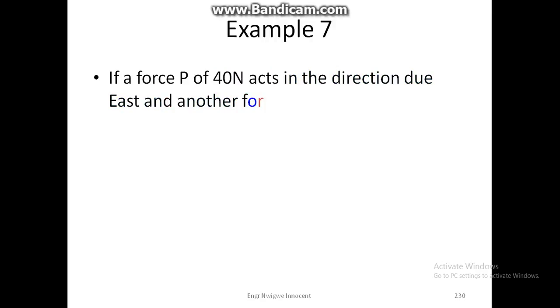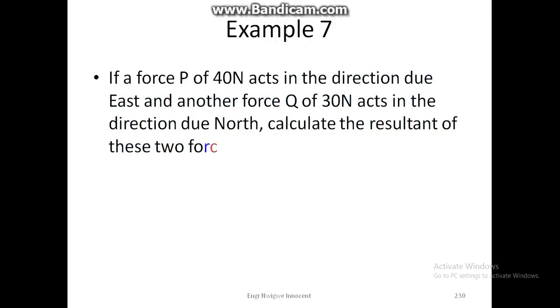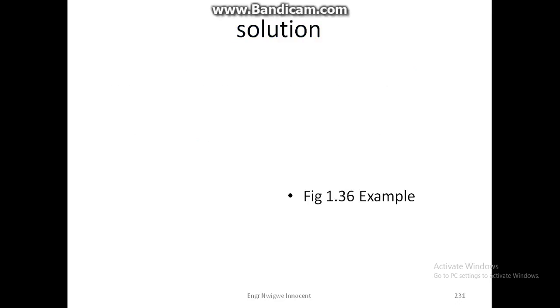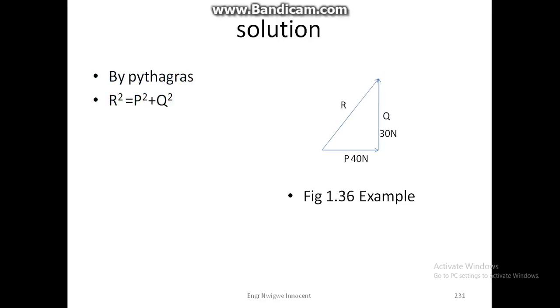Example 7. If a force P of 40 Newton acts in the direction due east and another force Q of 30 Newton acts in the direction due north, calculate the resultant of these two forces. Q is due north at 30 Newton, while P is due east at 40 Newton. We have to get the resultant R. We have that from Pythagoras theorem, the square of the hypotenuse is equal to the sum of the squares of the other two sides.